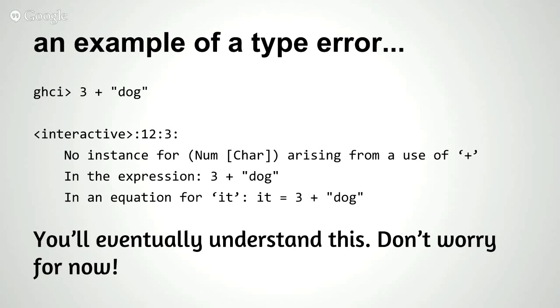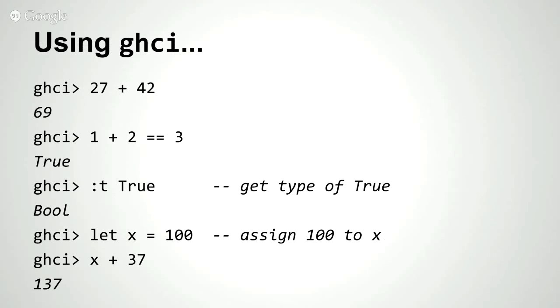But that type signature doesn't look like what you would expect. Rather than saying you can't add a number to a dog, it's saying no instance for Num [Char]. You'll understand that by lecture 4 or 5. Just don't worry about it for now.